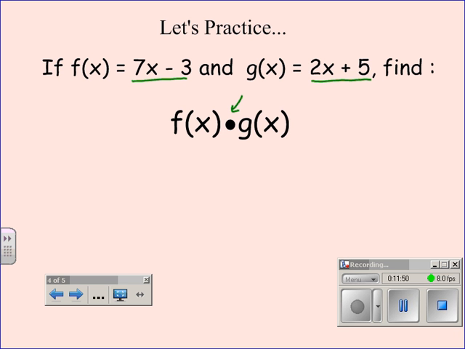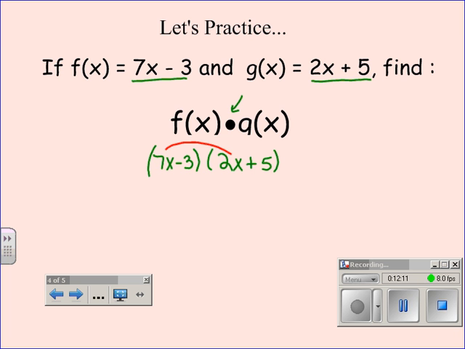So even though there are letters in there, I'm still going to use the exact same thing as I did before. I'm going to take my f of x, which is 7x minus 3, and I'm going to multiply that times my g of x, which is 2x plus 5. I will use the FOIL method just like I did with the other problems.